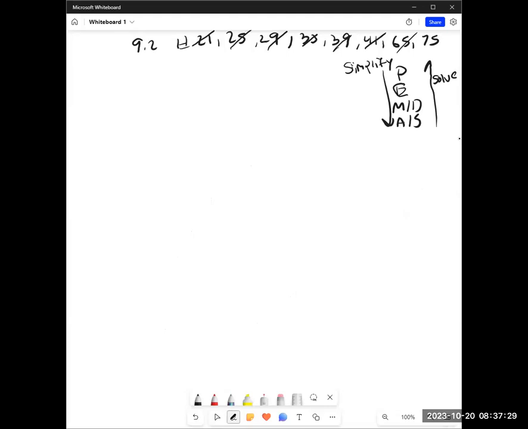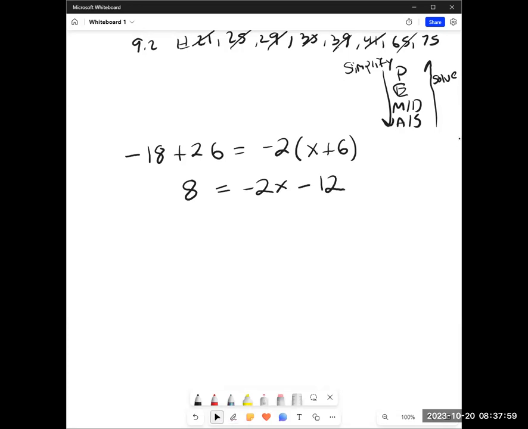Last problem here for this video, negative 18 plus 26 is equal to negative 2 times the quantity x plus 6. So we're going to simplify the left-hand side. We're going to simplify the right-hand side. Negative 18 plus 26 is going to be a positive 8. Negative 2 times x is a negative 2x. Negative 2 times a positive 6 is a negative 12.